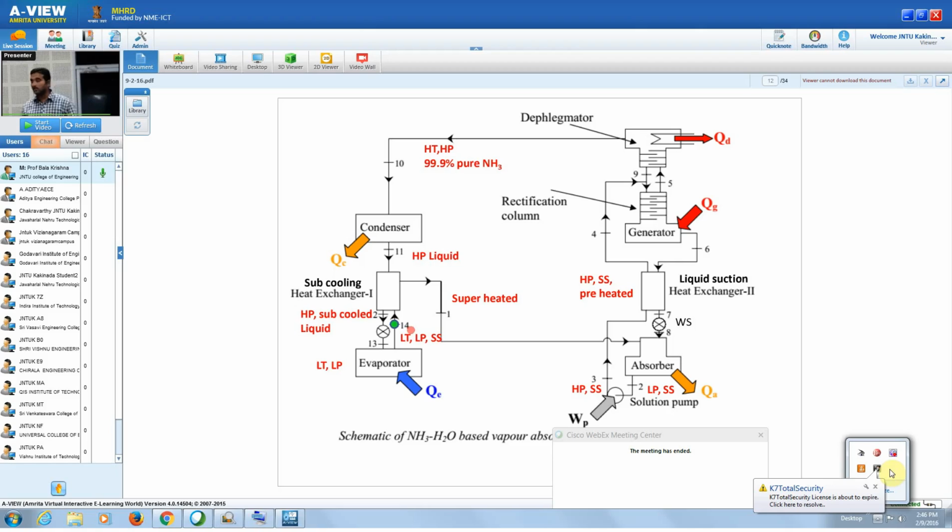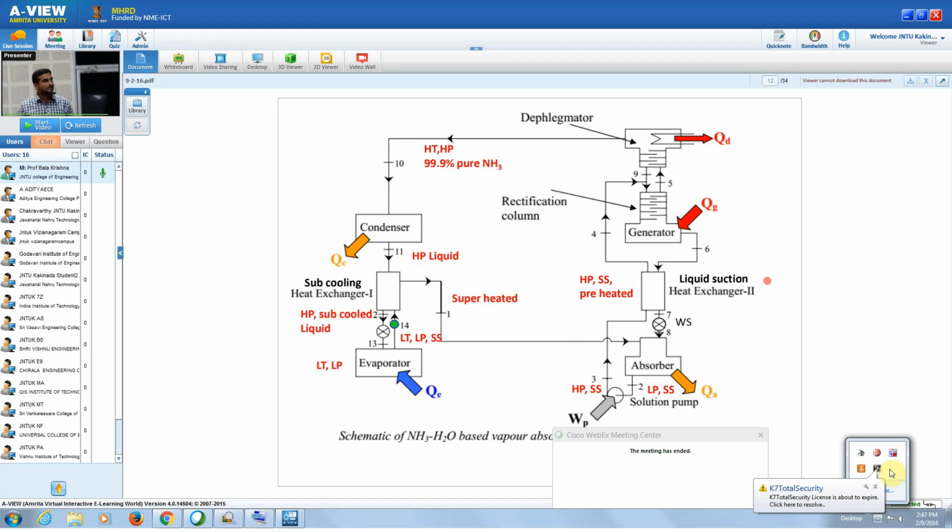Therefore, at point 13, the fluid will be completely liquid, at low temperature and low pressure, a fully concentrated strong solution, and it goes into the evaporator. Because the evaporator temperature is higher than the liquid temperature, there will be heat transfer, and the fluid coming out of the evaporator will be in a dry, vapor state. This is how the complete cycle works, and then it reaches point 14, where we had already started. This is the complete working of an NH3 water based vapor absorption refrigeration system.